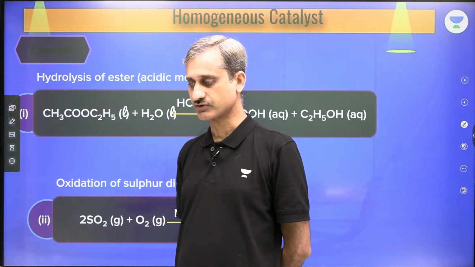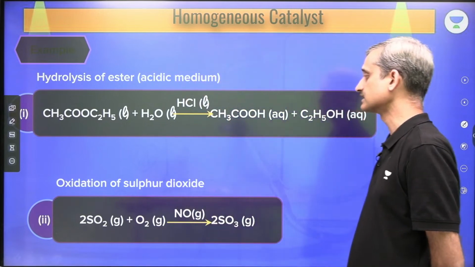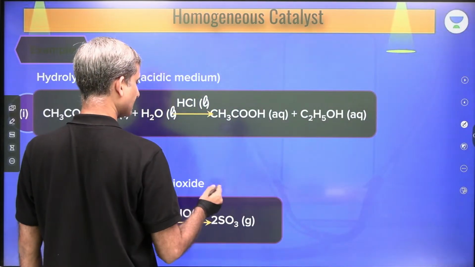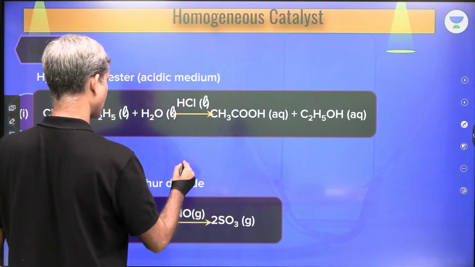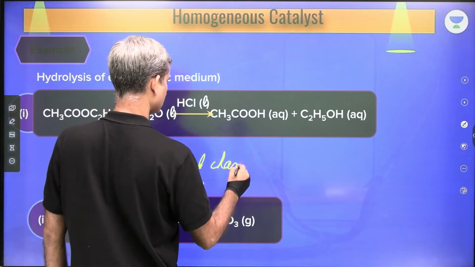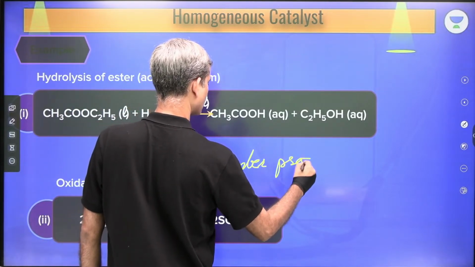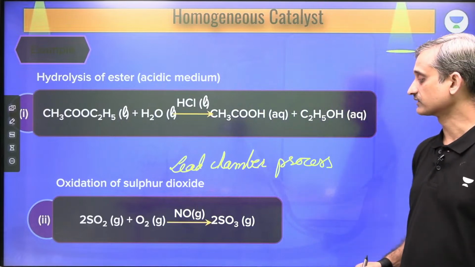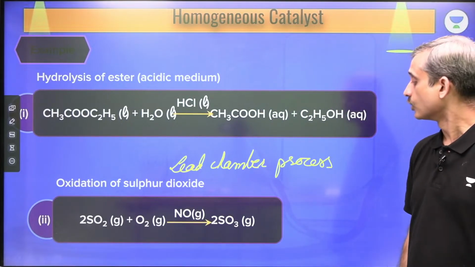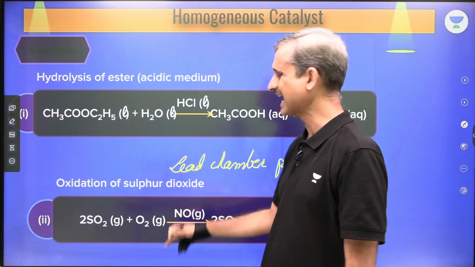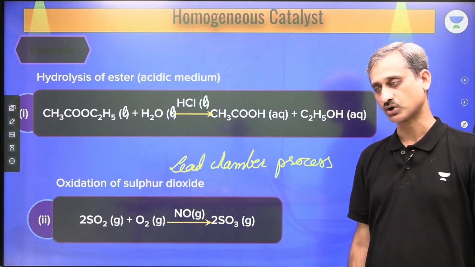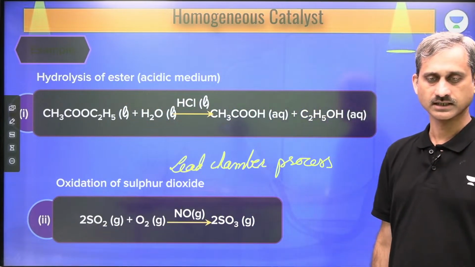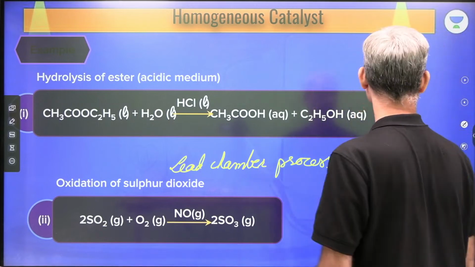Yes, Ananya, you are perfectly right. Hydrolysis of methyl acetate is a homogeneous catalysis reaction. In the same manner, when we talk about the oxidation of sulfur dioxide, this is what we call the lead chamber process of preparation of sulfuric acid. This is a homogeneous catalysis because the reactant, product and the catalyst are all in the gaseous phase. Is this clear? So that is what we have as the lead chamber process.